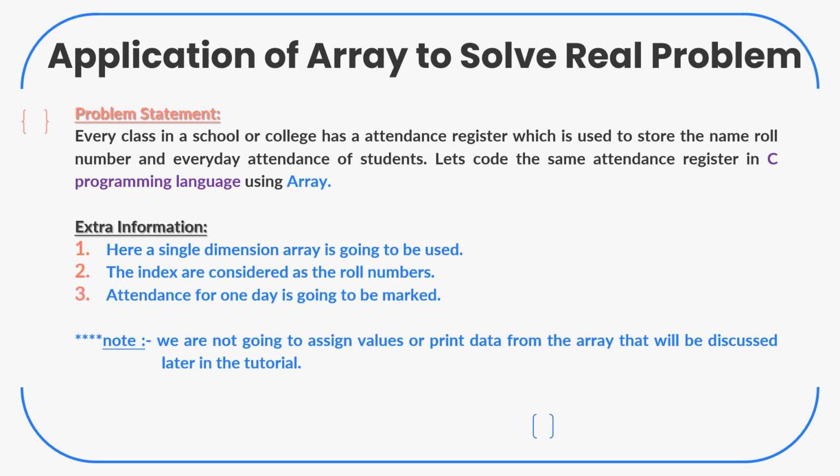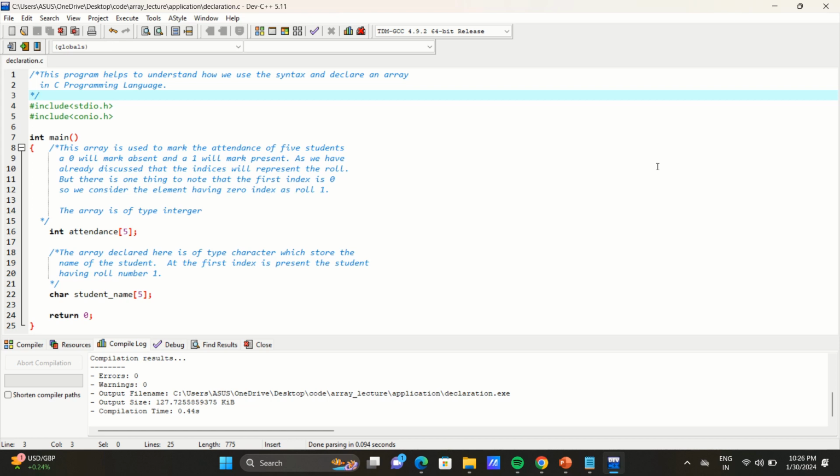Now, let's delve into some technical details. In this project, we will use a single dimensional array to represent our attendance register. The indices of the array will correspond to the roll number of the student, and we will use this array to mark the attendance for a single day. It's important to note that for simplicity, we won't be assigning values or printing data from the array in this tutorial. Let's commence the implementation of arrays in the C programming language.